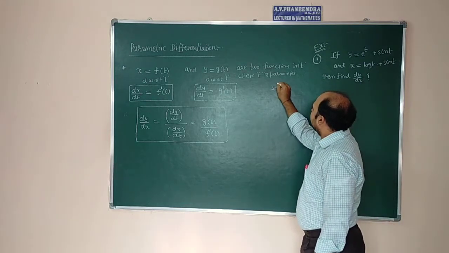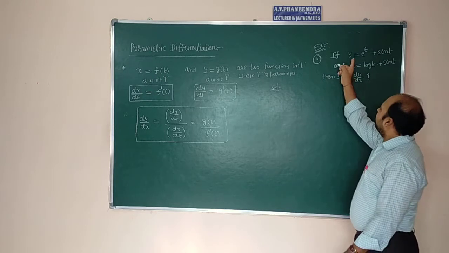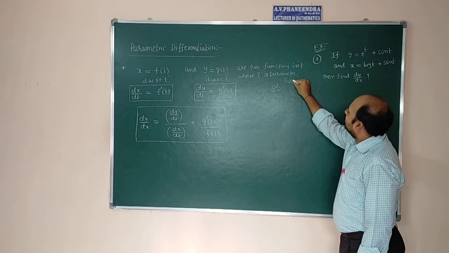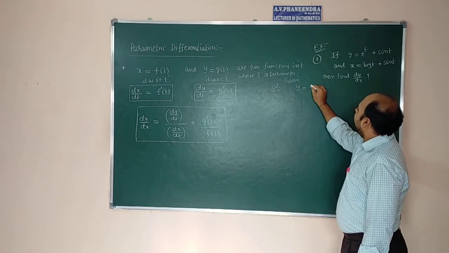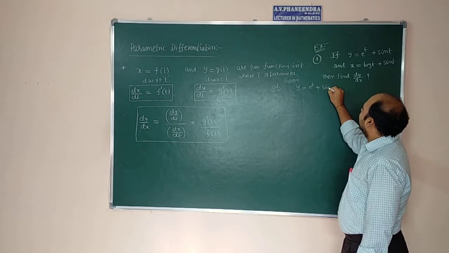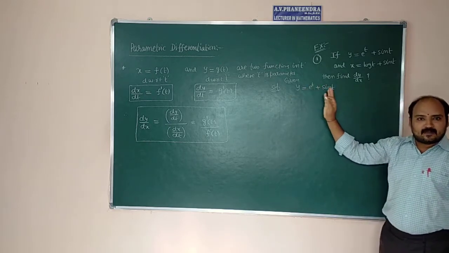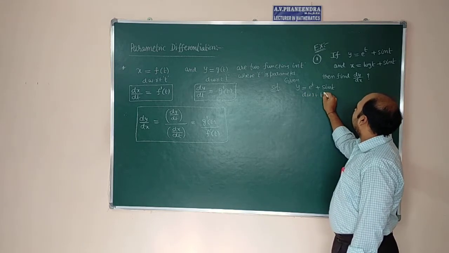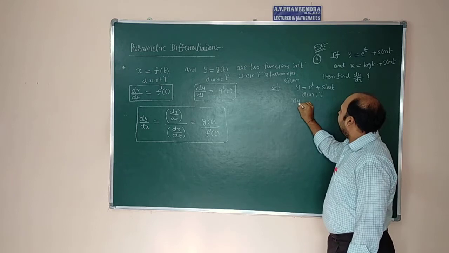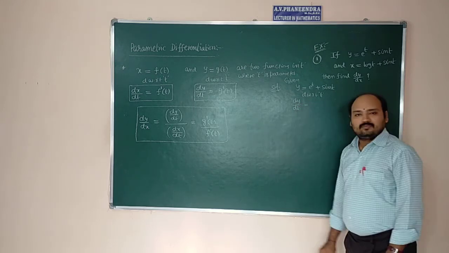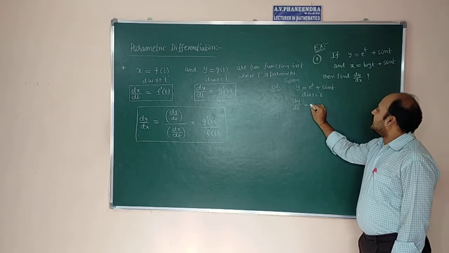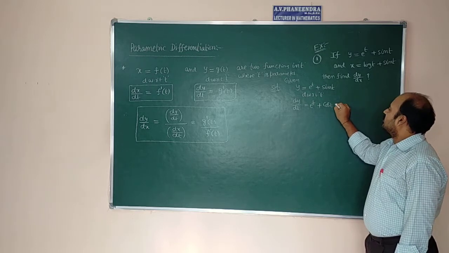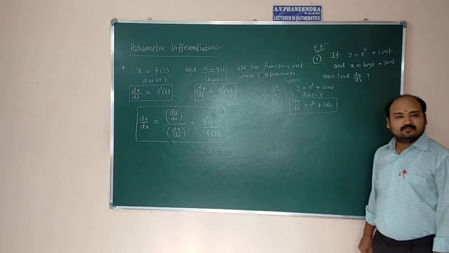In that answer, first take the x or y value according to the question. Y is given, y is equal to e power t plus sin t. The y variable is in terms of t, so differentiate with respect to t. Dy by dt is equal to d by dt of e power t, which is e power t, plus d by dt of sin t, which is cos t. So the dy by dt value is done.